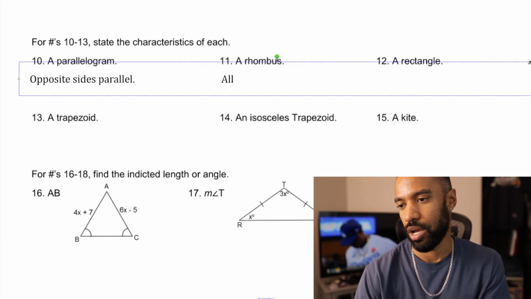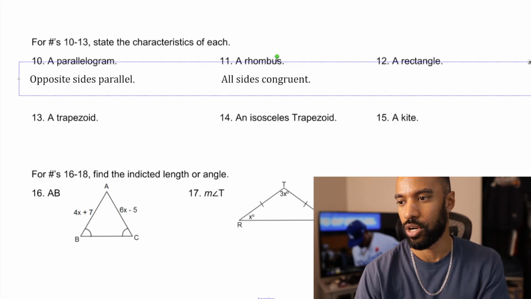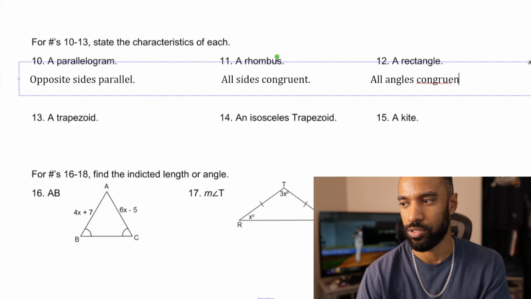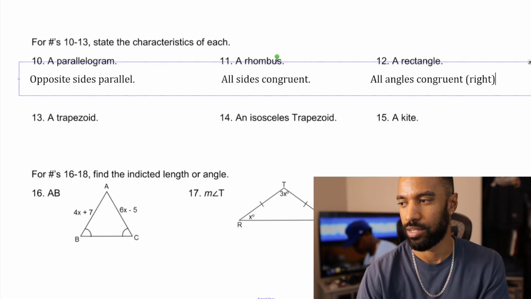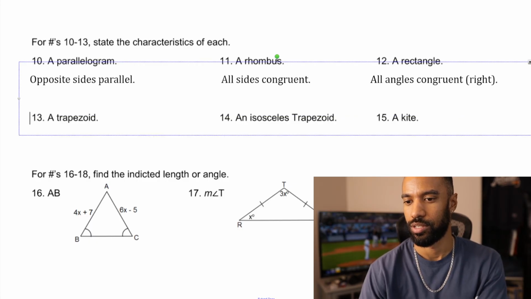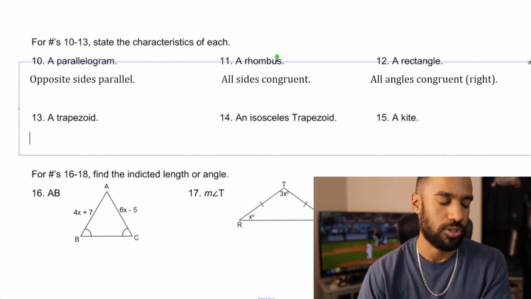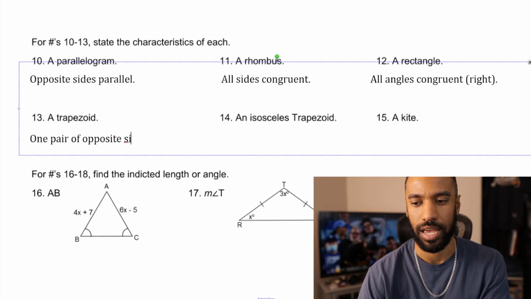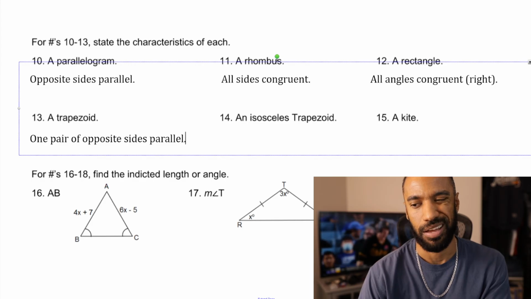A rhombus, all sides congruent. These are like their definitions. A rectangle, all angles congruent, or right angles. I'll just put right angles. A trapezoid, one pair of opposite sides parallel. I know we haven't really done any of these. I'm not really going to work on those.